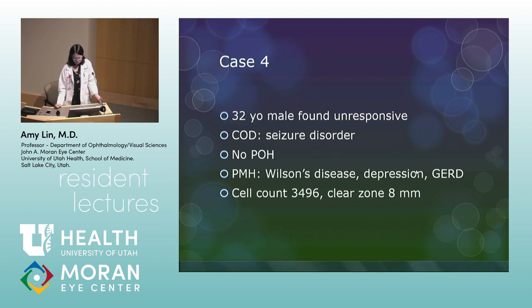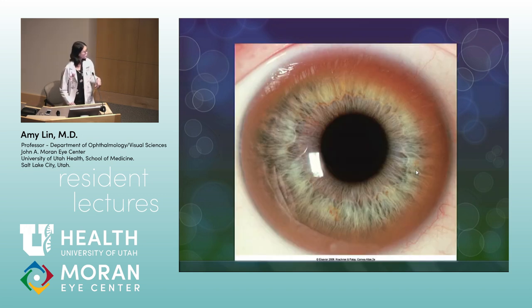Next case, this is a 32-year-old male found unresponsive. He also had a seizure disorder. There's no past ocular history. He has Wilson's disease, depression, GERD, really great cell count, almost 3,500. There's a clear zone of 8 millimeters. And again, the eye bank technicians were saying, hey, we see something on the cornea. We don't know what it is. What is this? And I don't have a picture, but it looks like this. So what is this? Okay, so that's a gimme.